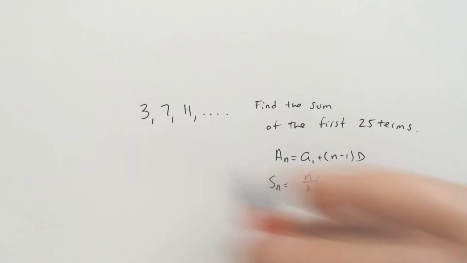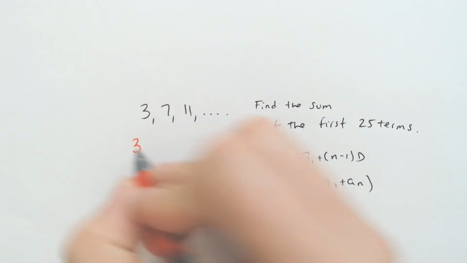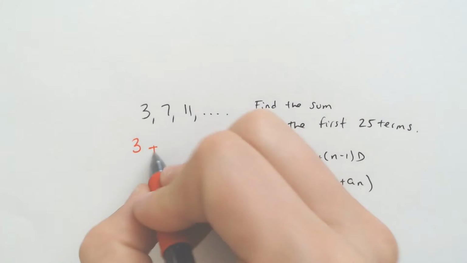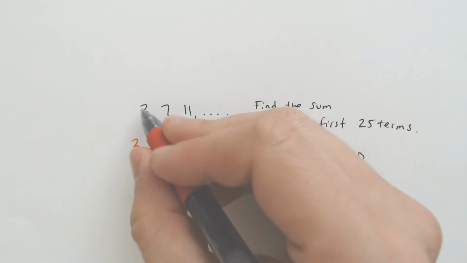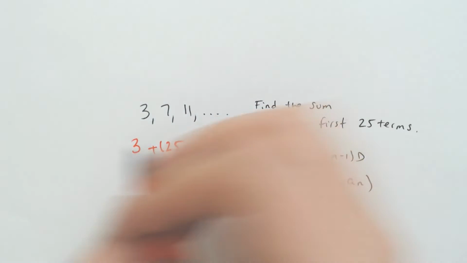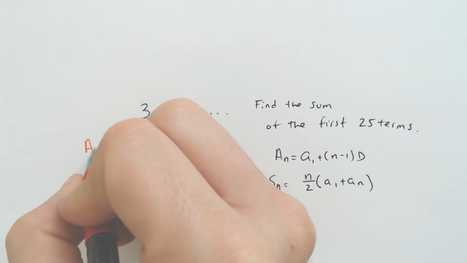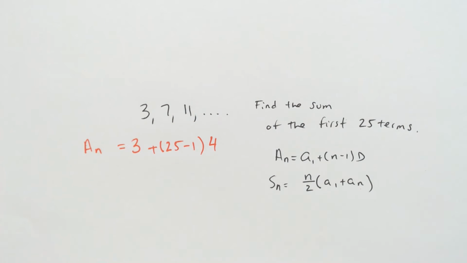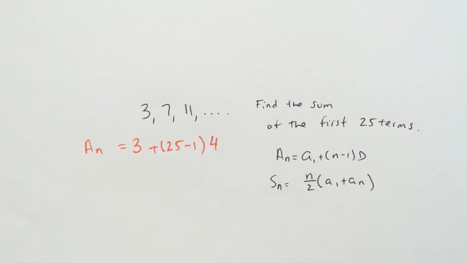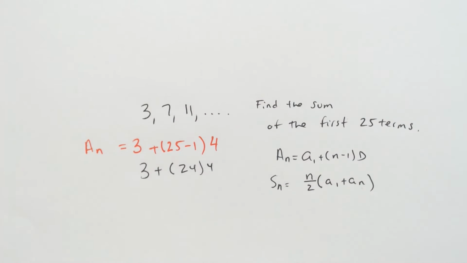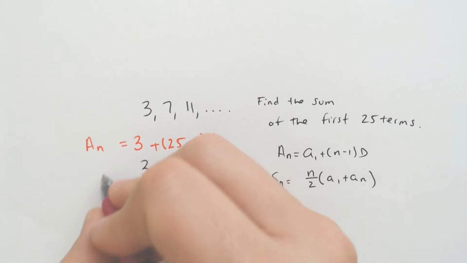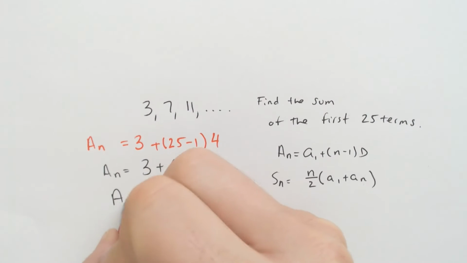An, the 25th term, will equal a1, 3, plus n minus 1 would be 25 minus 1, times my difference. Well, we are adding by 4, so my difference is 4. And that would get me either a sub 25 or an. It depends on your philosophy, really. We're going to do that math right there. We got 3 plus 24 times 4. 3 plus 24 times 4 is a fun number. It's 99.